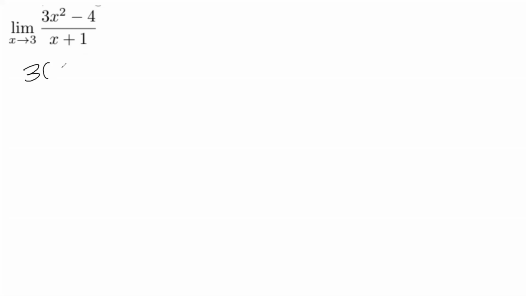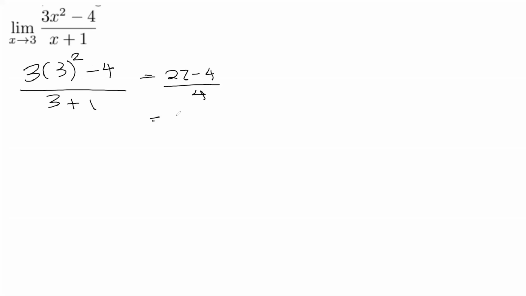So 3 times 3 squared minus 4 divided by 3 plus 1, which is 3 squared is 9, 9 times 3 is 27, so 27 minus 4 divided by 4, which is 23 over 4, which is our answer.